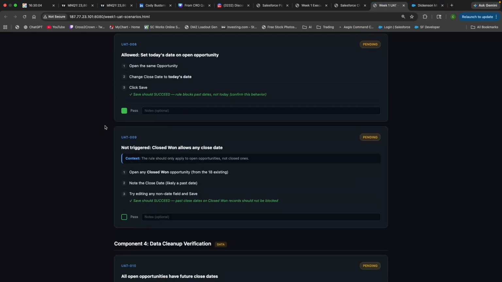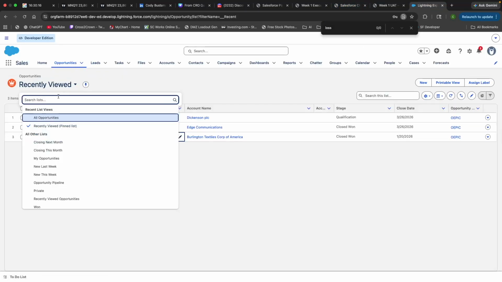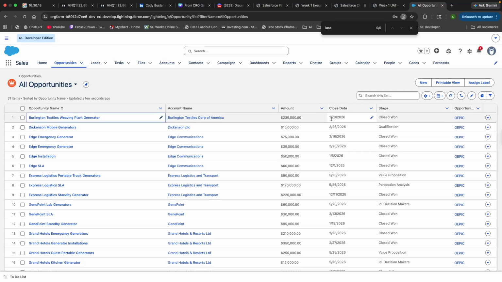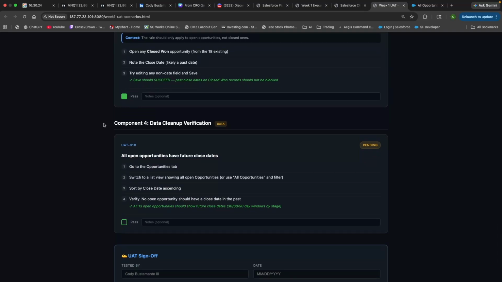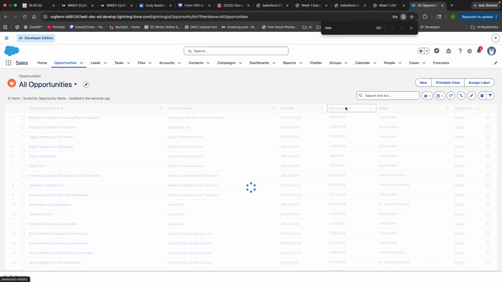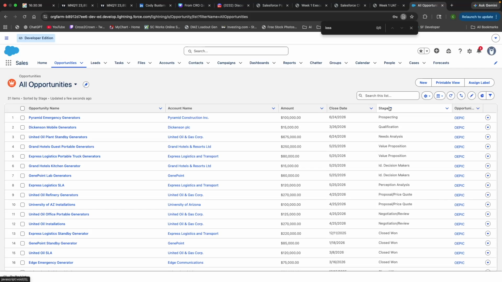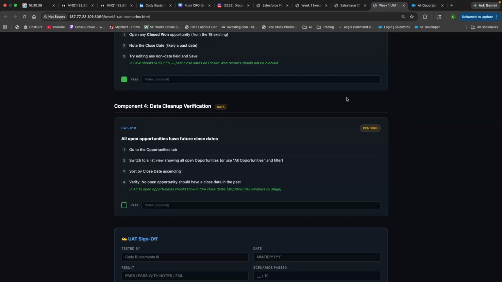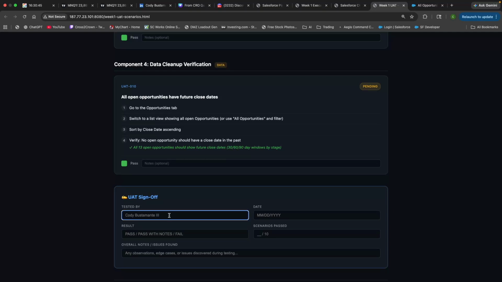Let's see. Close won allows any close date. Open any close won opportunity. Oh yeah, okay. It's just saying it's not going to give you an issue if the opportunity is already won. Yeah, okay. Close date's 1/20/26. Okay, that one passes. Data cleanup: all opportunities have future close dates. Let's take a look. Yes, that's true.